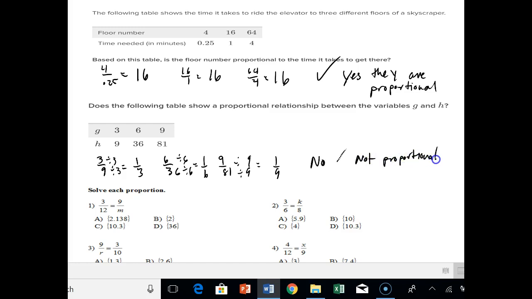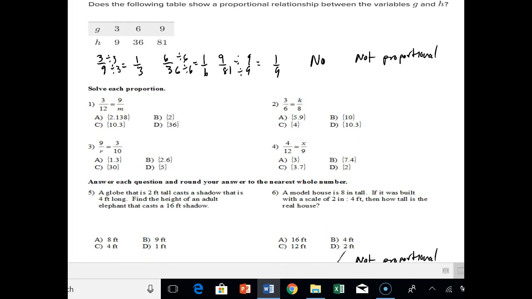Okay. And now lastly, I'm going to actually teach you how to solve proportions. Basically, you can do this in 2 ways. You can ask yourself, what number times 3 gives you 9? And then do the same multiplier on 12, or you can cross multiply and divide, because sometimes asking yourself what number times 6 gives you 8 is a little bit tricky, right? So here's how you do it.